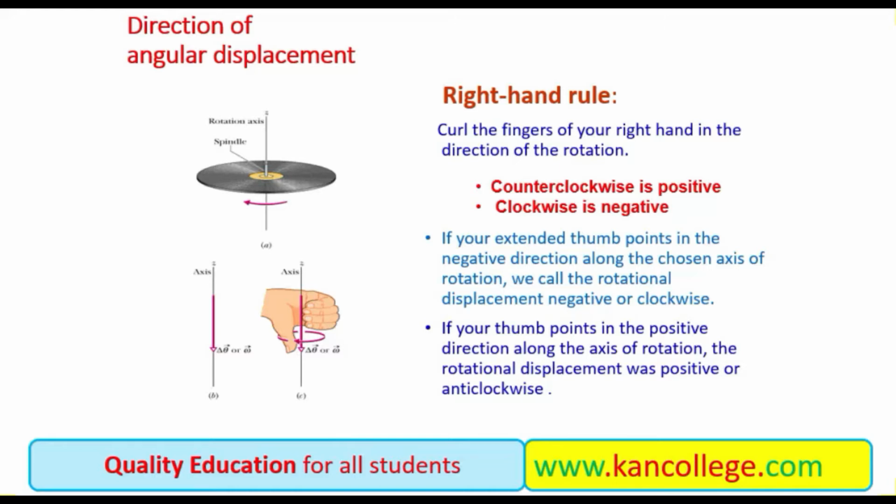So, by grasping the axis of rotation in such a way that your fingers point in the direction of rotation, your thumb will point out the direction of displacement.